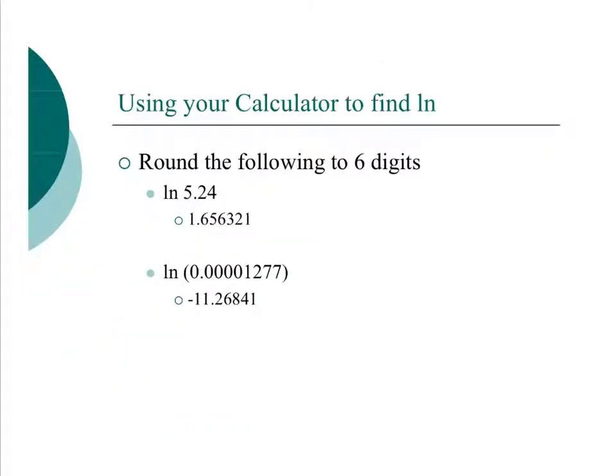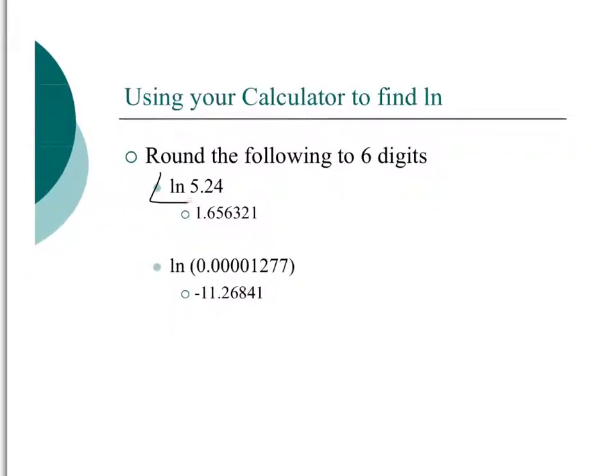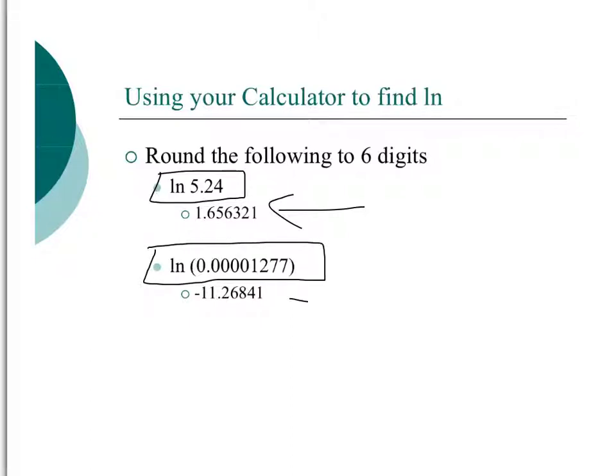The first example I want you to do is to just take your calculator out and make sure that you can use the natural log button the right way. First, find the natural log of 5.24 and make sure you get that answer on your calculator. And then type in the natural log of that and make sure you got that answer on your calculator. When everyone's gotten these answers, please continue the presentation.